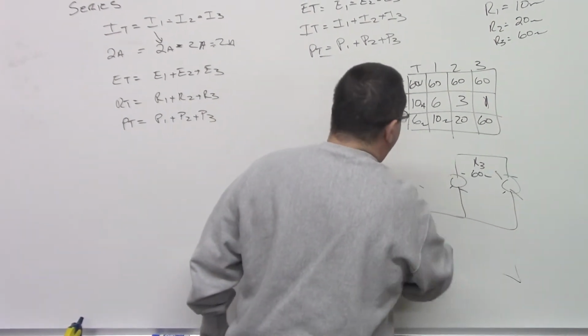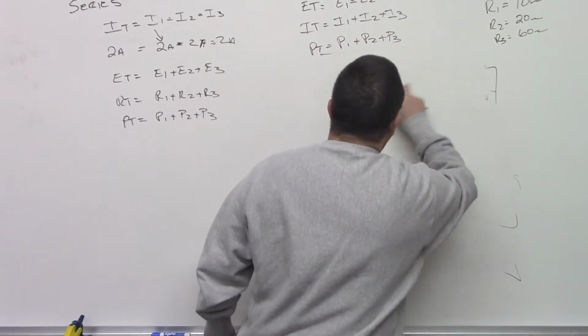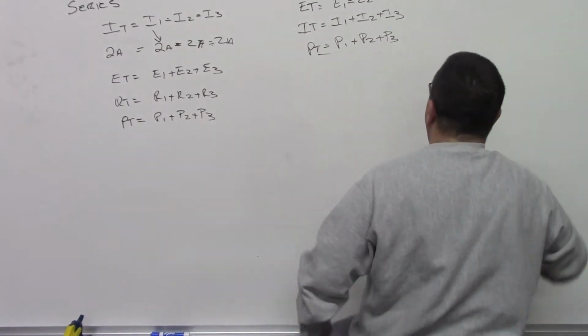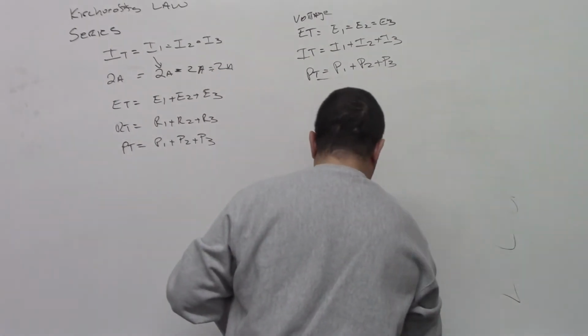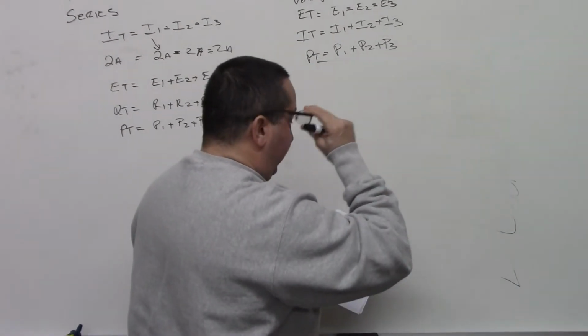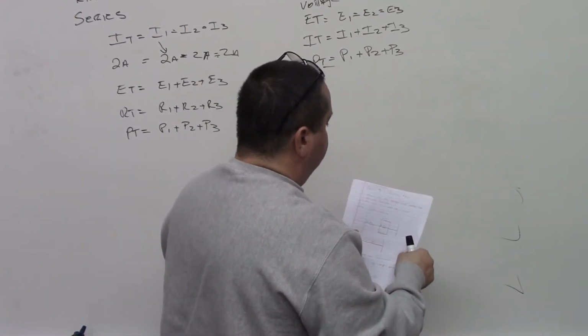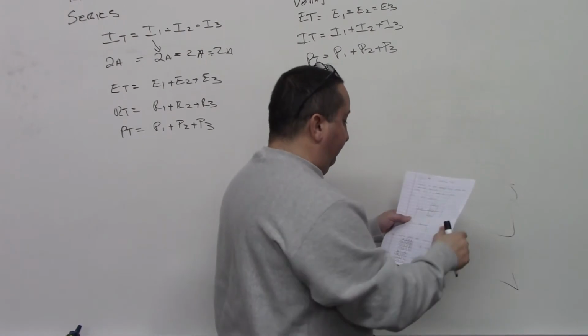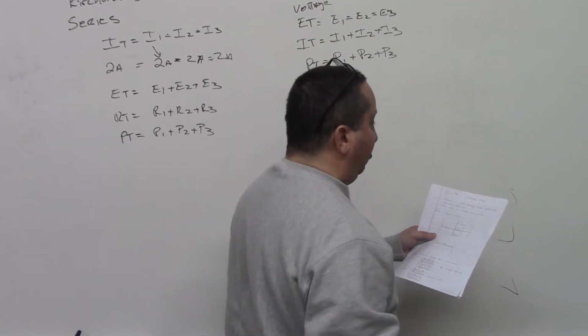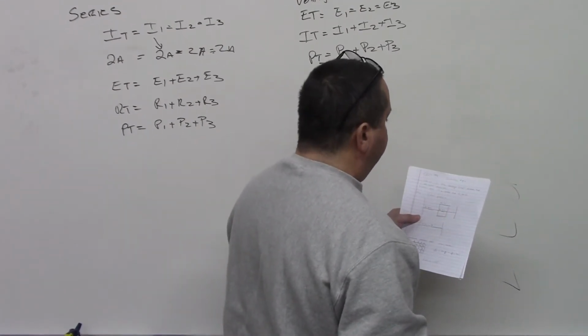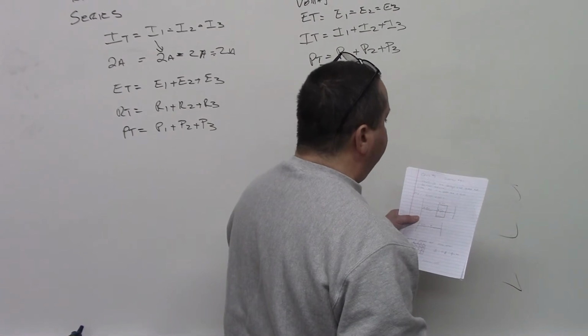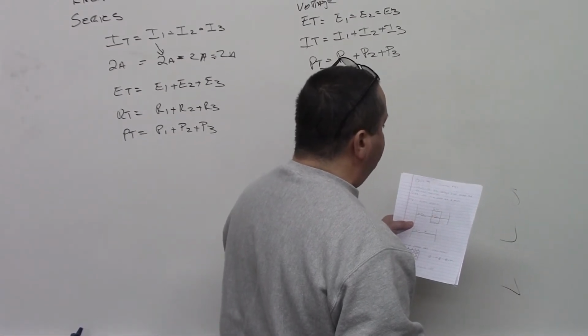Get rid of this. Get rid of this, and I'm going to keep these formulas up there so you have it. Okay? So here's the problem. They want to know what the voltage drop is across a 20 ohm resistor, and all the 12 ohm loads are 2 amps.